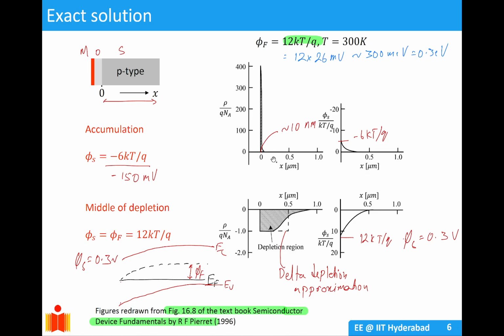So if we want an exact solution, we are doing an approximation. We are doing a delta approximation for charges in the accumulation region, but there is actually some width to it, which will be around 10 nanometers in real cases, and your potential will be around minus 6 kT by q band bending. It will look like this. Your charges will look like this.